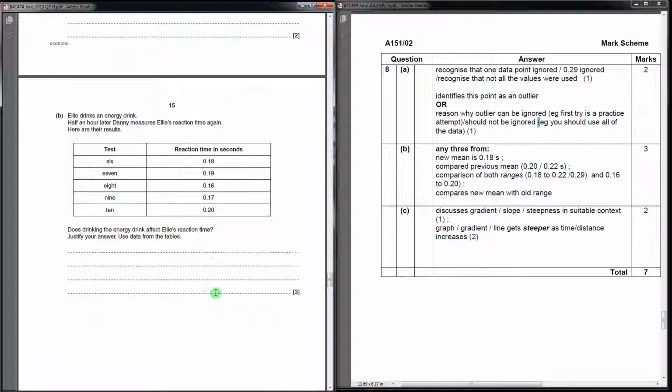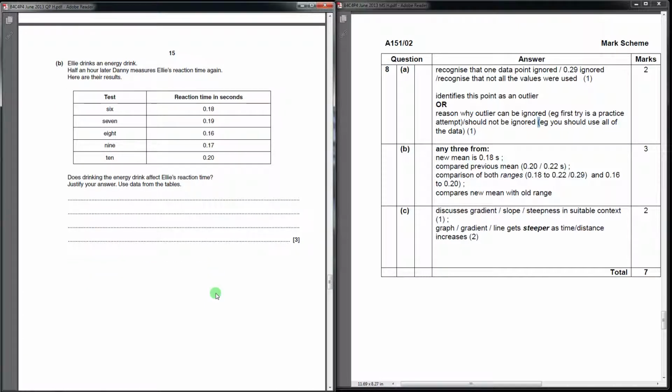So for part B, we're comparing what happens before to what happens now. So Ellie drinks an energy drink. Half an hour later, Danny measures Ellie's reaction time again. Here are the results. So another 5 tests after she's drunk the energy drink. And the question then is, does drinking the energy drink affect Ellie's reaction time? And again, justify your answer, and it says use data from the tables.